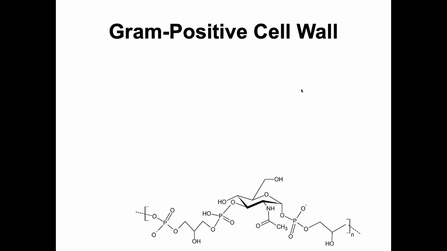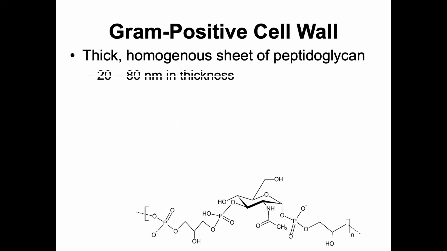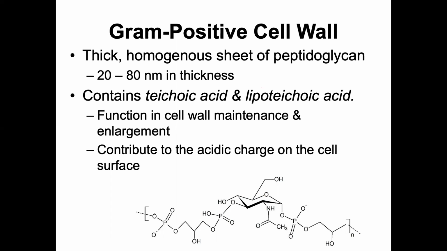Okay. All right. So with the gram-positive cell wall, you've got the peptidoglycan, and it's pretty thick. It also has teichoic and lipoteichoic acid.